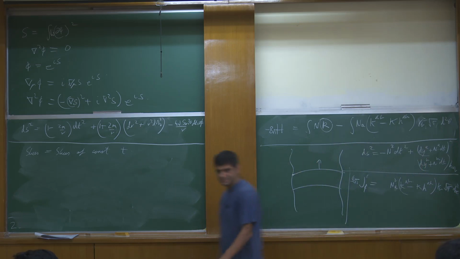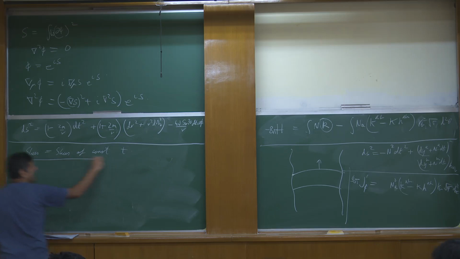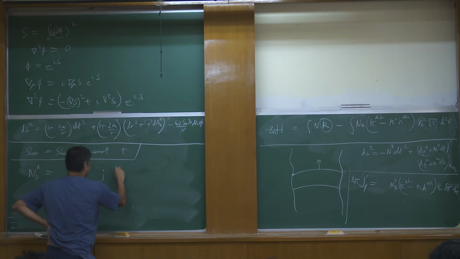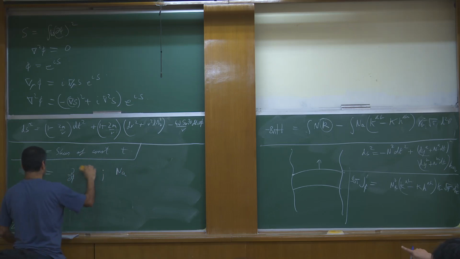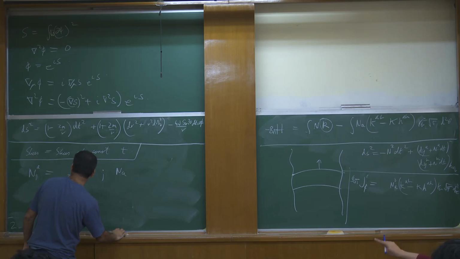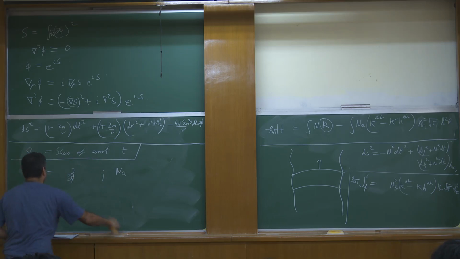Therefore, N^A is equal to d by d phi. Let me maybe write it this way, in t, r, theta, phi, its components. Oh yeah, I see. 0, 0, 0, 1.